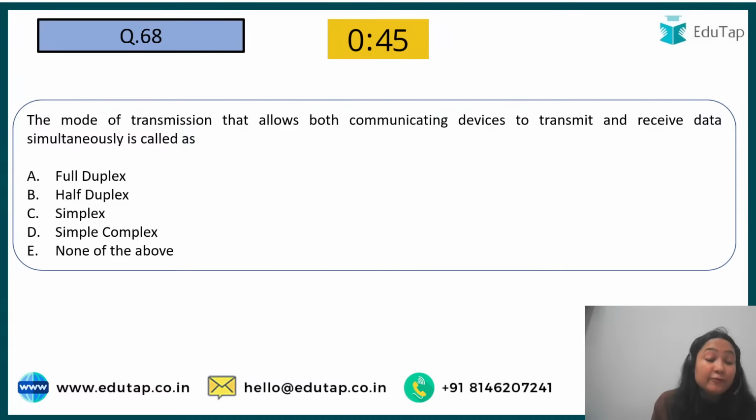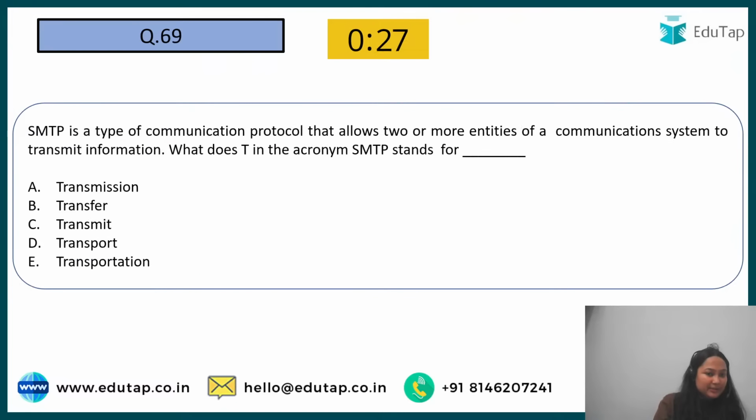Then we have full duplex. In full duplex, at any given time the communication is bidirectional, or in both directions, and both can be sender and both can be receiver here. Okay, in question 68 the correct answer, absolutely correct, full duplex will be the answer.